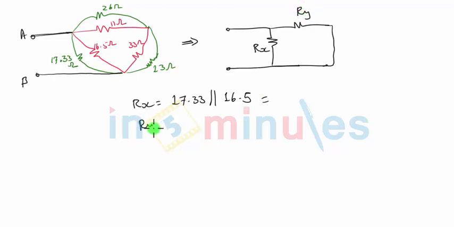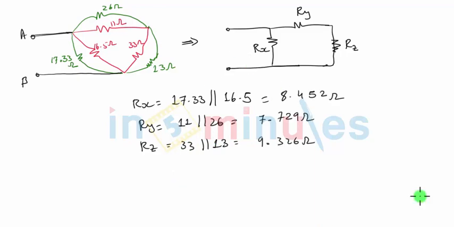Let me call this as RY. RY we have taken as parallel combination of 11 and 26. And finally RZ, which will come somewhere here. Let me put RZ also. So RZ is taken as a parallel combination of 33 and 13. So if I take parallel combination of all the three resistors, I'll get the value of RX, RY and RZ. So these are the three values we get for RX, RY and RZ.